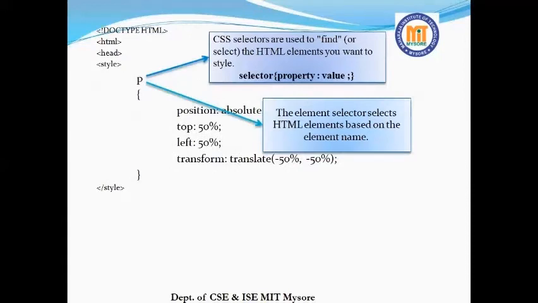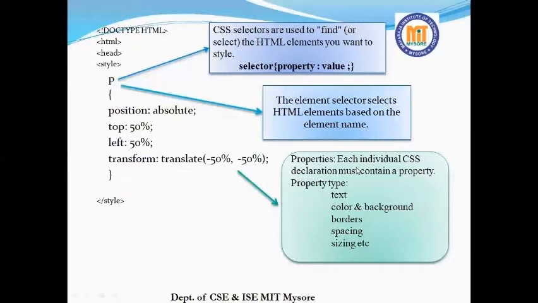Just look at the syntax here: selector, property, value. This is the syntax we use to specify the different selectors. Here the selector is replaced with the element selector, that is the element name followed by the list of properties. Each individual cascading style sheet declaration must contain a property. The property can be text, color, background, border, spacing, sizing, etc. Here we are using some properties called position, then top, left, transform, like 4 properties we used. Let us know one by one in detail.